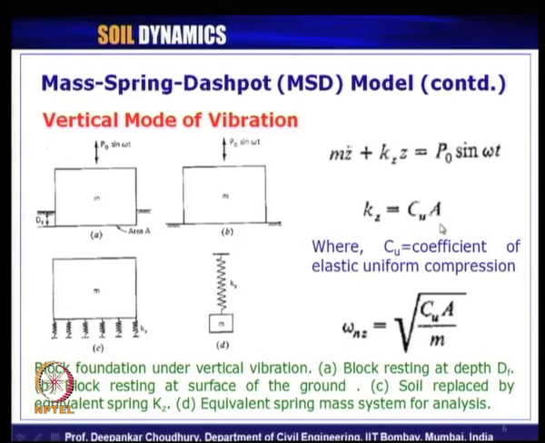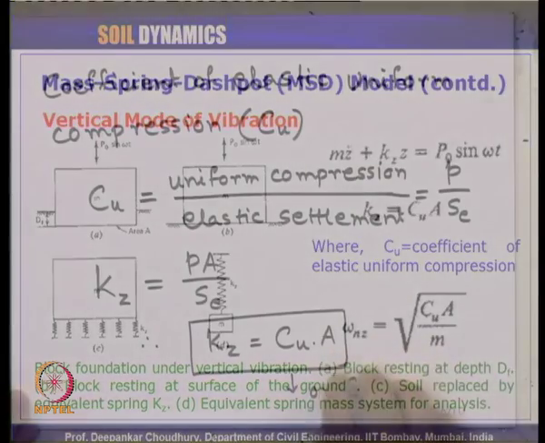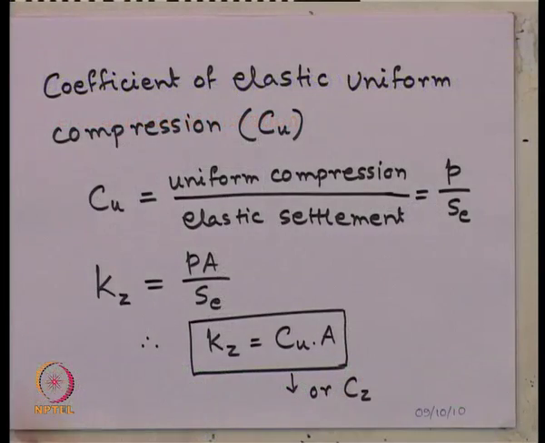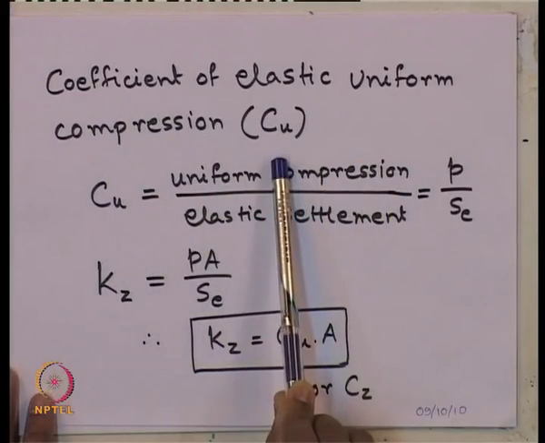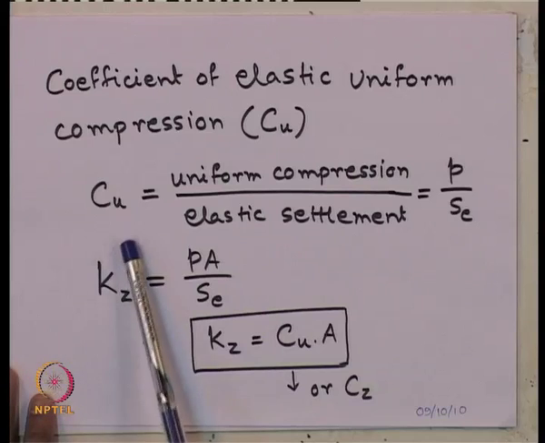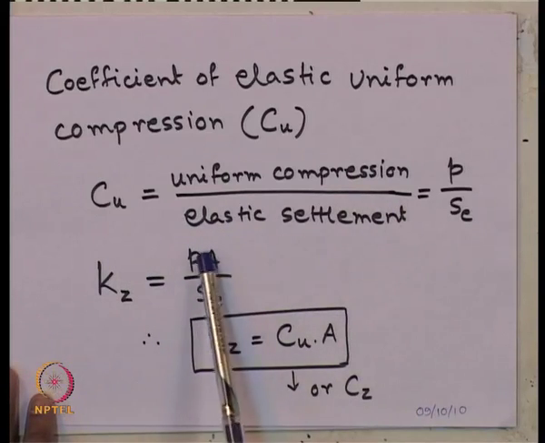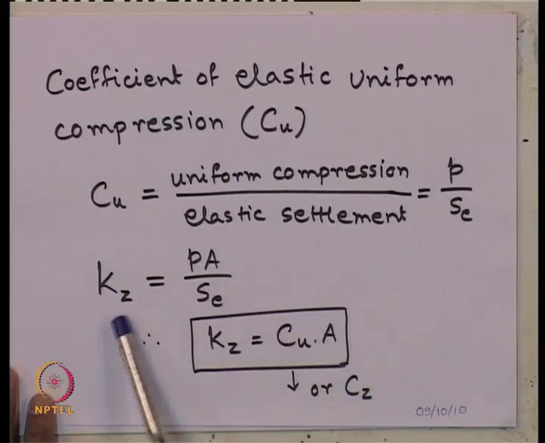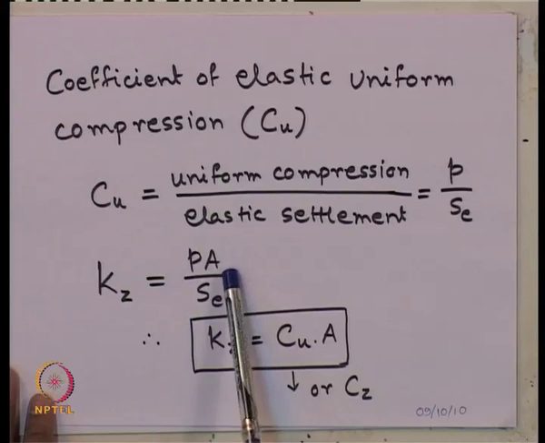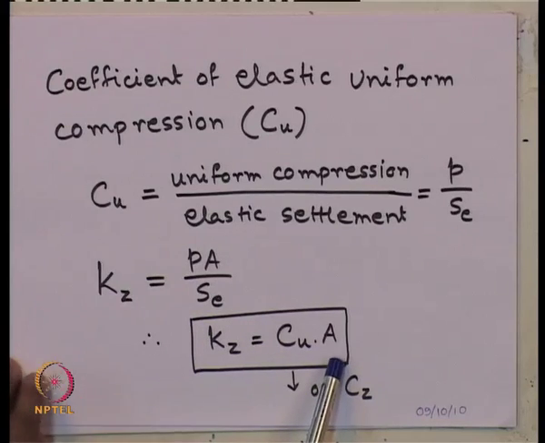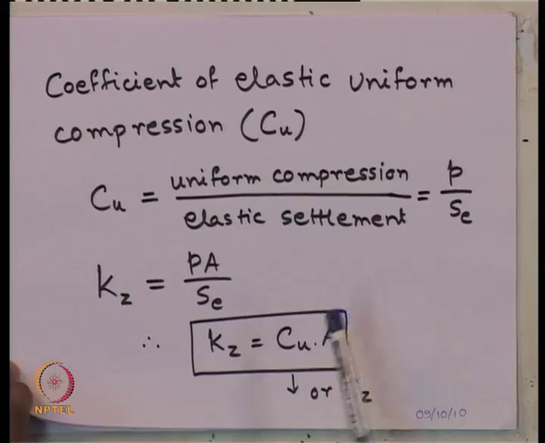In this discussion, we had defined some parameters, which are known as coefficient of elastic uniform compression, denoted by C u. C u is nothing but uniform compression by elastic settlement, and k z is computed using P by A c times A. Hence, k z can be expressed as C u times A. This we had discussed earlier also in the cyclic plate load test analysis.